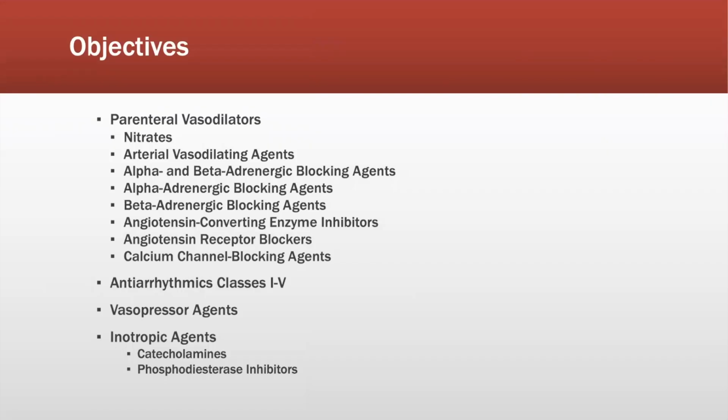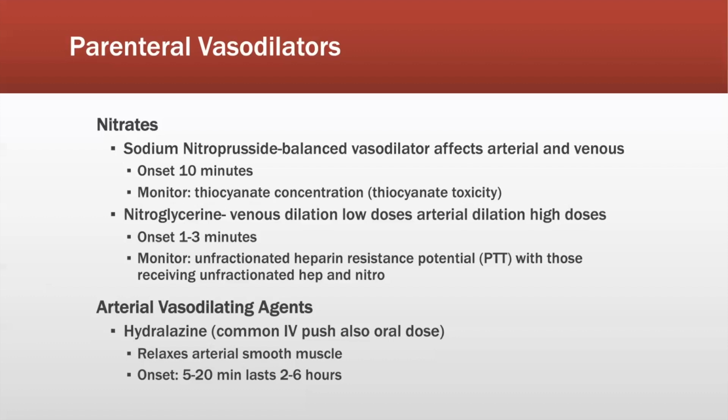All right, so there's a lot of medications that we will be going over during the process of this lesson. So we will be going over vasodilators, antiarrhythmics, vasopressors, and inotropic agents. All right, so as far as nitrates goes, we will be talking about sodium nitroprusside and nitroglycerin. I know these medications look a little bit similar, so that's why it's important to know the differences between these nitrates.